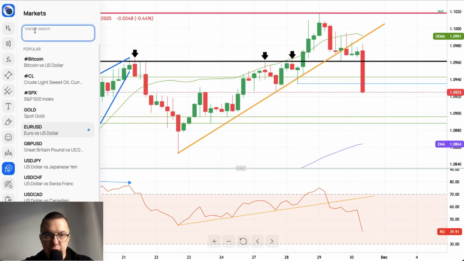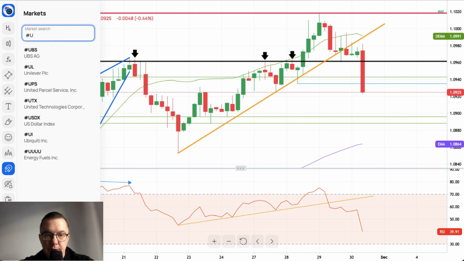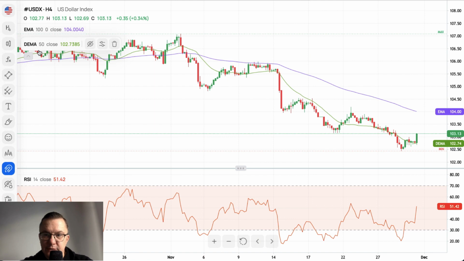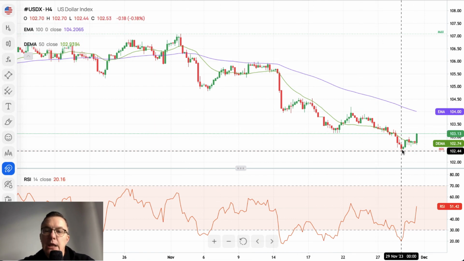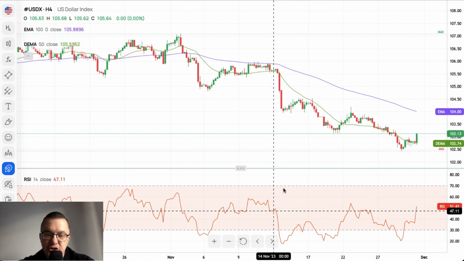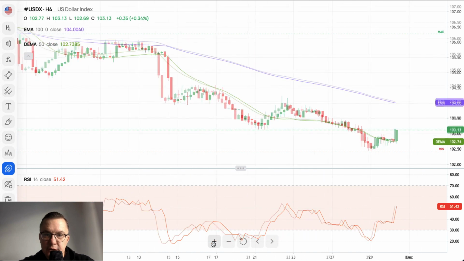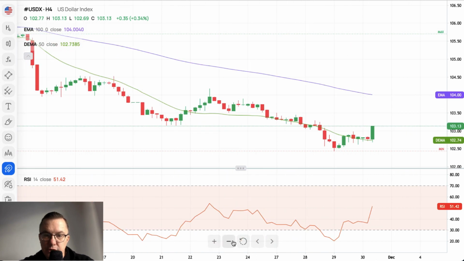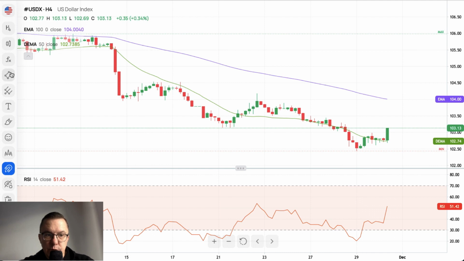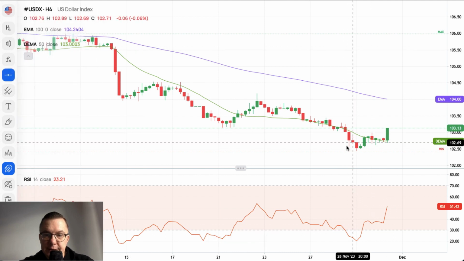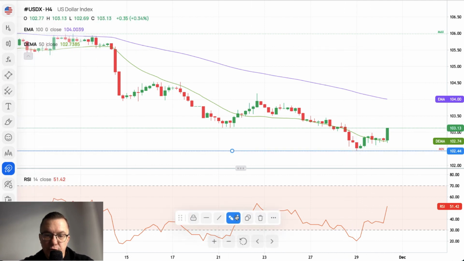Let's take a look at the US dollar index to see whether it's connected with the strength of the dollar. Yes, the US dollar is getting stronger, as we see a very nice bounce on the 4-hour chart. The recent low was made here at the level of 102.44. That's the recent low. It doesn't mean it's a swing low.